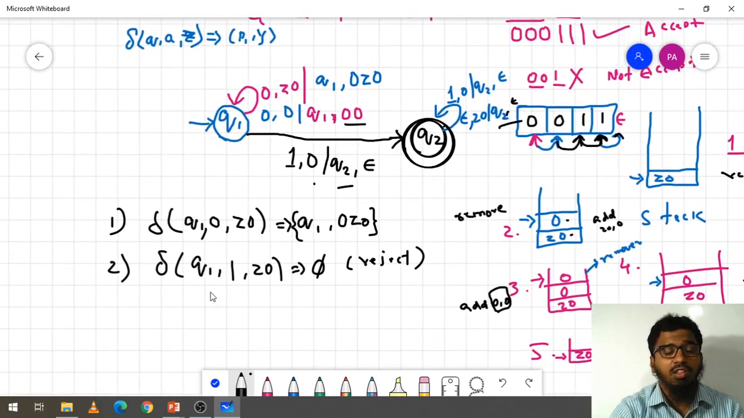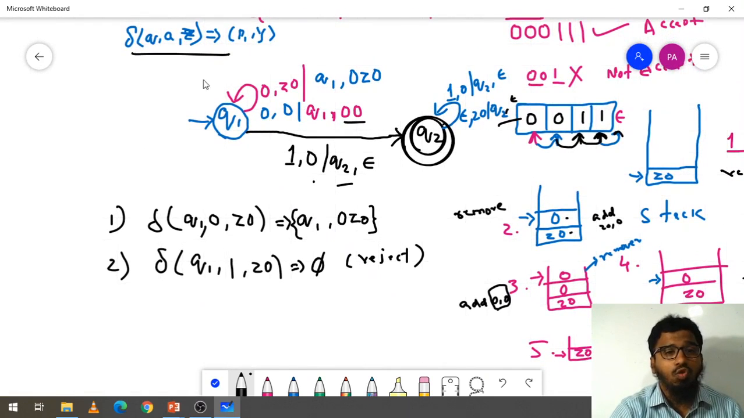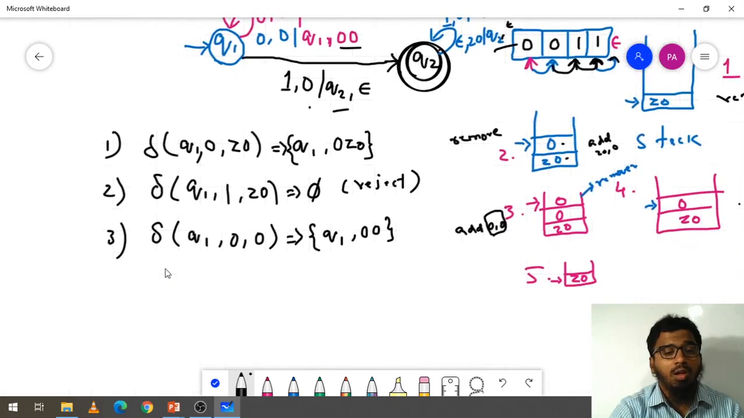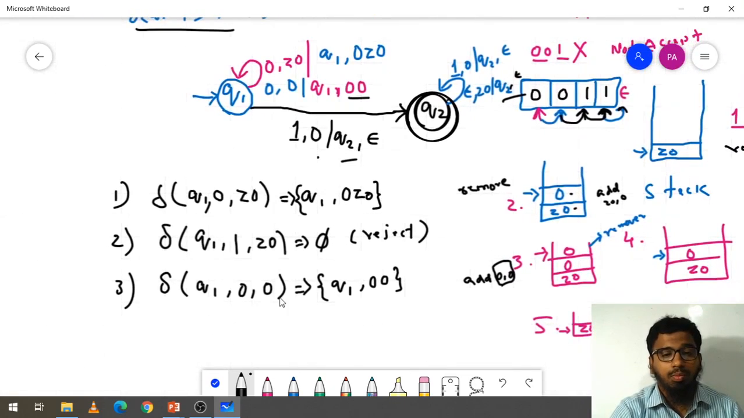Now the third one. Delta, what is the next one? q1 comma 0, and what is in the stack? That is also 0. What answer are we getting? We are getting q1 comma 0 0. Okay, we got this, so we completed this one.